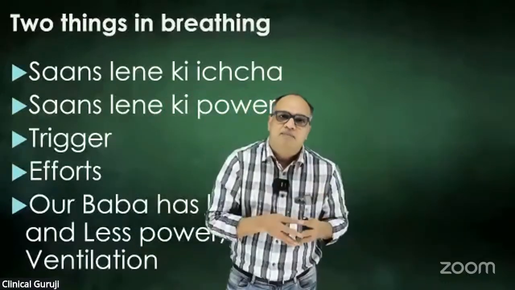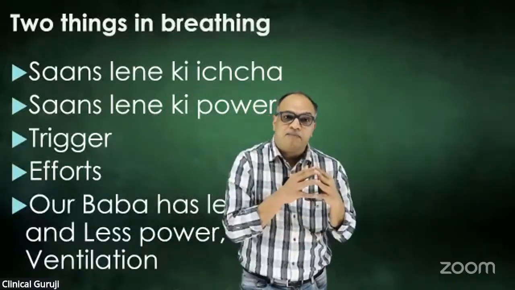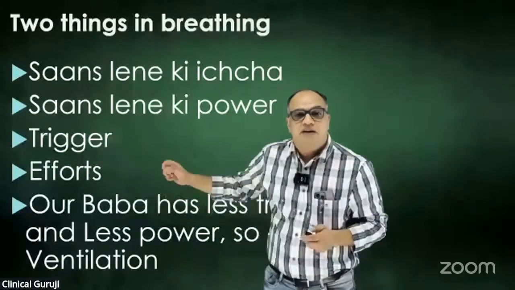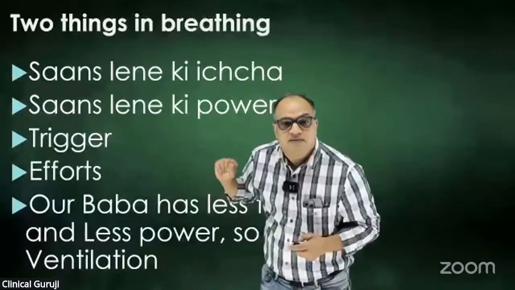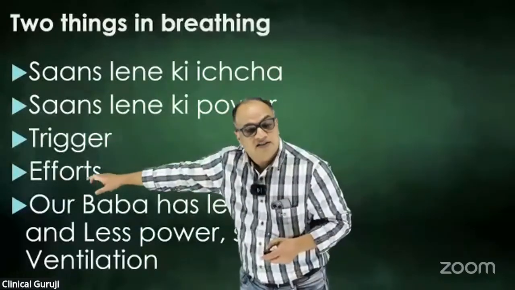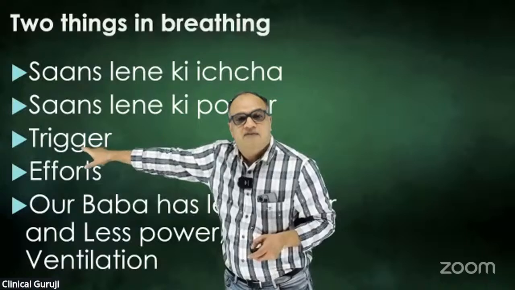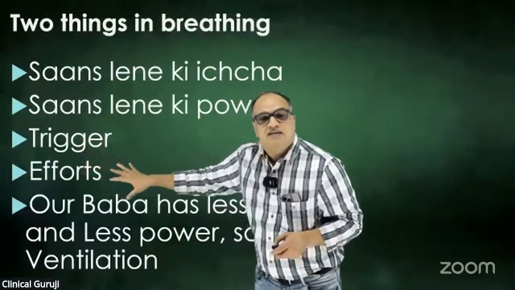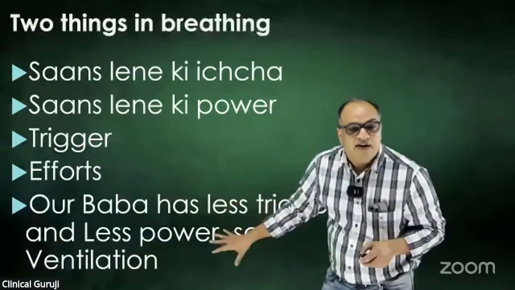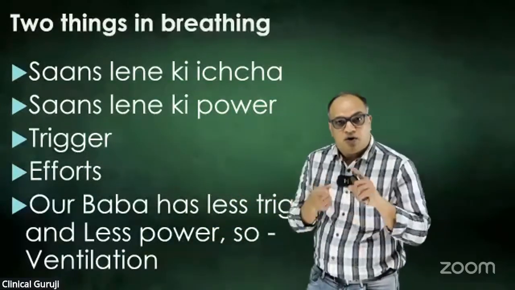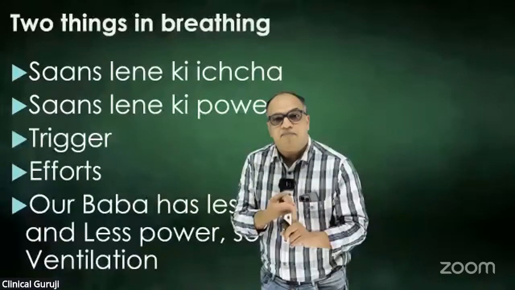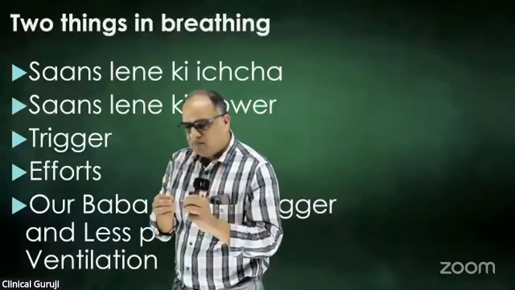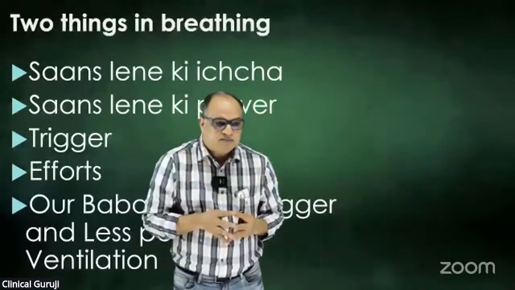Why not BiPAP? Because he doesn't have trigger also. His respiratory rate was 6. He is not having efforts, he is breathing shallow, he is not having triggers, his efforts are less, his trigger is less, that's why he will need ventilation. Not oxygenation, not BiPAP, not PSV. He will need full CMV ventilation.